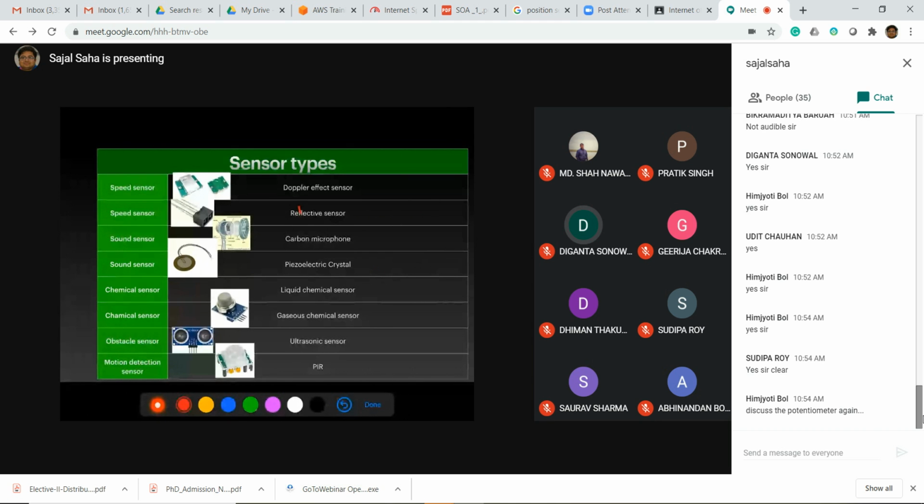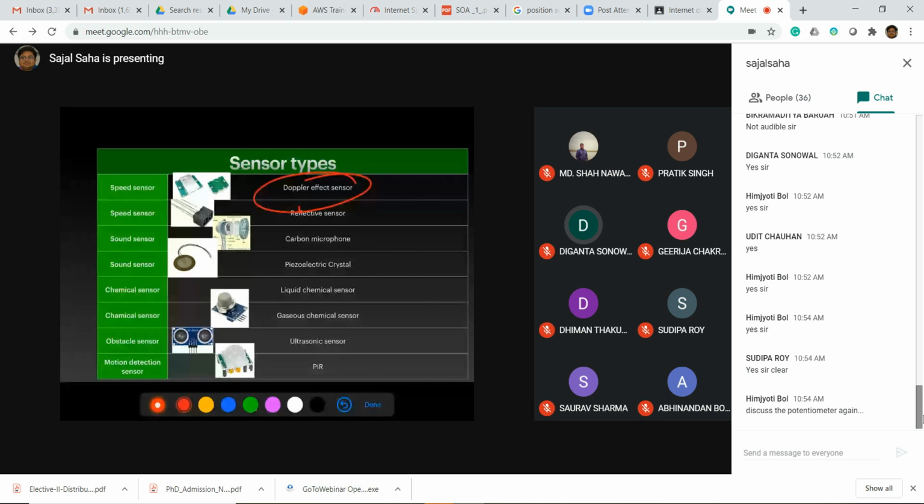So based on the speed of a train, how much speed it is coming with, we can decide the velocity of the train, right? So in that case also we can use the Doppler effect sensor. It means that we can determine the speed of any object that is coming or going away based on the change in the sound of that particular object.